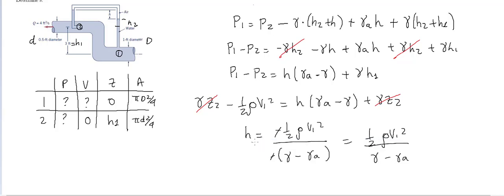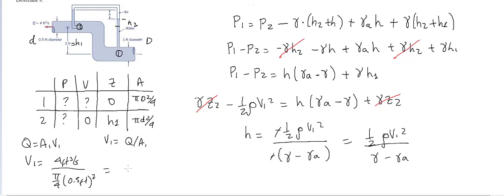Now that we have the expression for H, we're going to substitute the values after we use the information given. So we have V1, we could calculate V1 using the volume flow rate. We know that the volume flow rate is equal to the area and the velocity at point 1. Therefore, the velocity is equal to Q divided by A1. Velocity 1 is going to be Q, which is 4 feet cubed per second, divided by the area, which is pi over 4 times the diameter, 0.5 feet, squared. That gives us a velocity of 5.09 feet per second. Okay, so now we have the velocity.